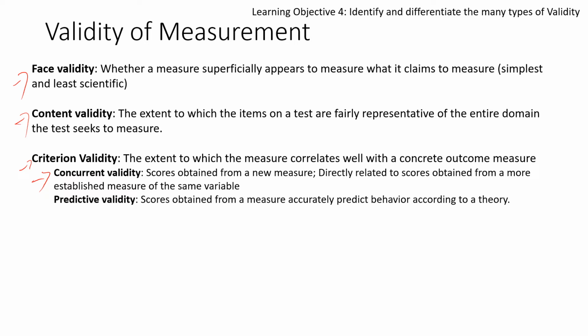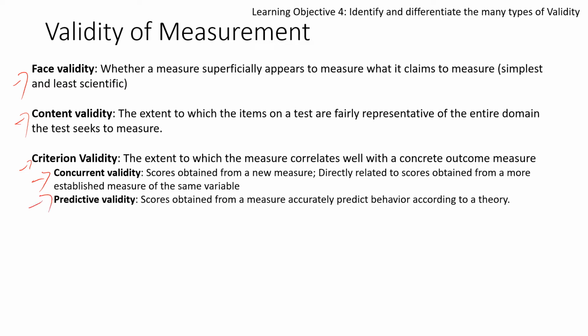Why would you want a new measure? Well, maybe you want a shorter measure. Maybe you want a measure that's going to include a new special question, stuff like that. That's why you would create a new measure, but you need to test concurrent validity if there's already an existing established measure out there, to see if your measure correlates with that existing measure.